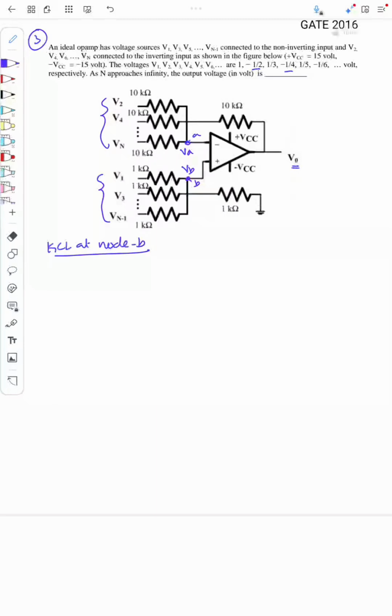Okay, so the net current at this node is 0, that is, the current flowing through this resistor, the current flowing through this resistor, etc., plus this one is equal to 0, right? So what is this current? That is VB minus V1 by the resistance 1k, plus the next current, VB minus V3 by 1k, plus etc., VB minus Vn minus 1 by 1k, plus VB by 1k is equal to 0. So VB by 1k is this current.